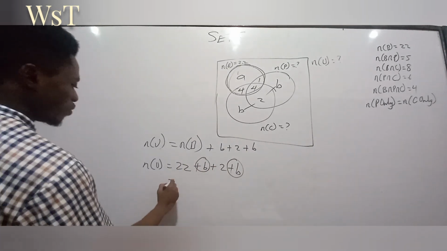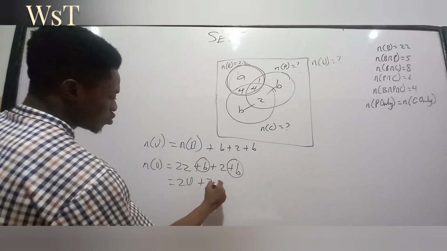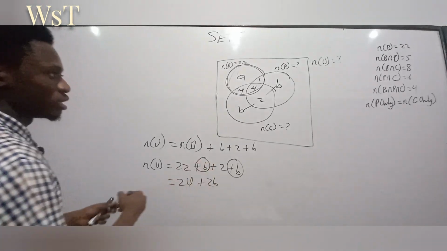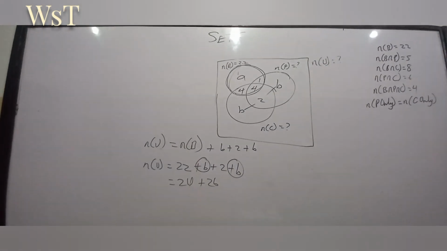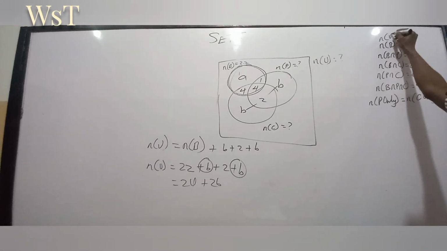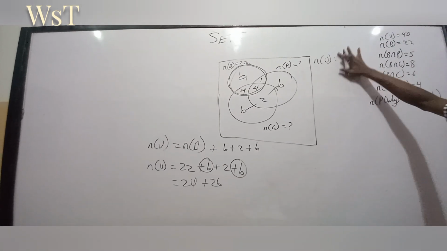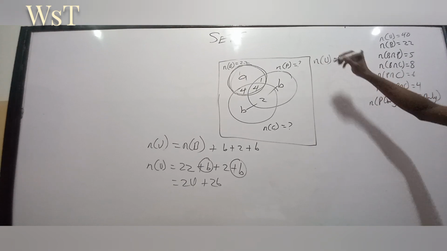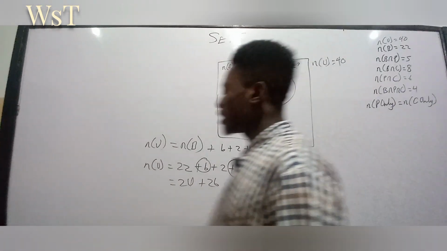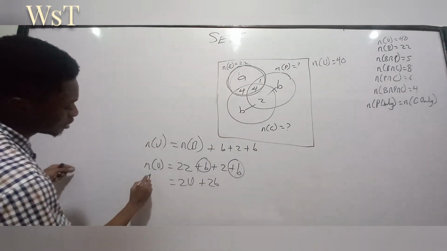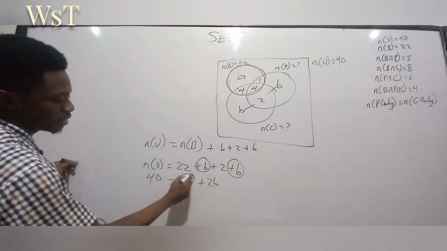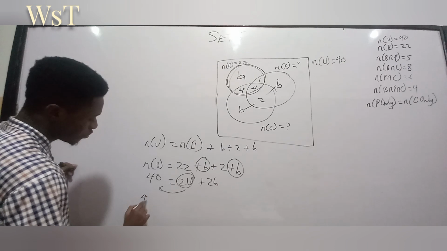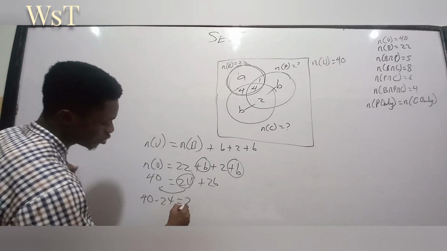So this plus this will give us 24 plus 2b is equal to the universal. Did they give us the universal? Yes, they gave us. I didn't write it. In the class of 40 students. Okay, so they gave us 40. Now that they gave us the universal, we just put the 40 here. So we bring this here. We get 40 minus 24 being equal to 2b.